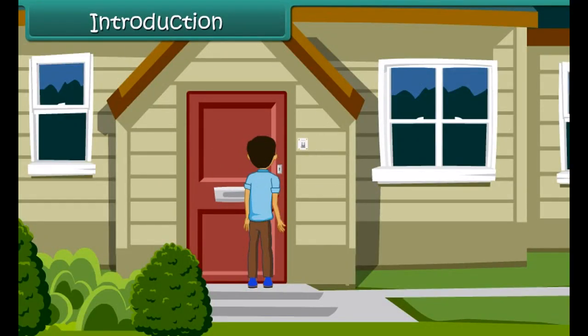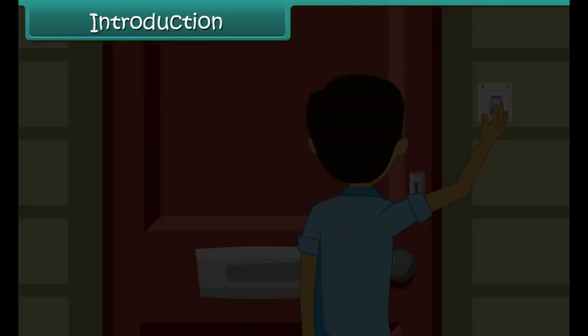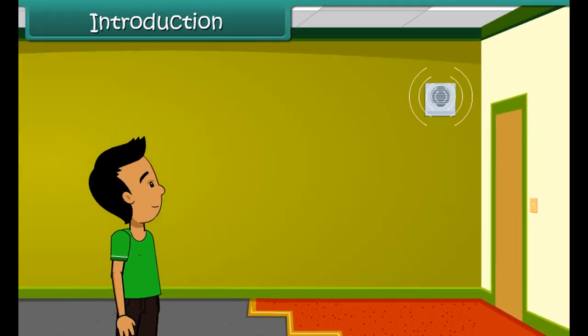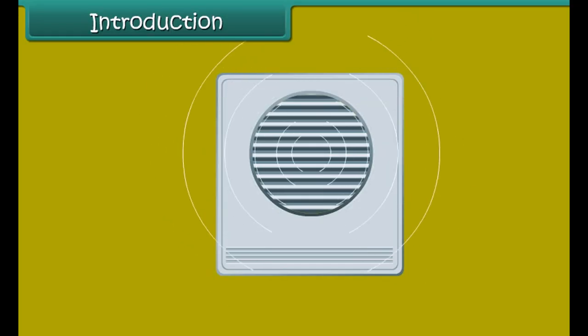When your friends come to visit you, they ring the doorbell. You hear the ringing bell and know someone is at the door. The electric bell produces sound using the magnetic effect of electric current. Let us discuss the magnetic effect phenomenon of electric current in this module.